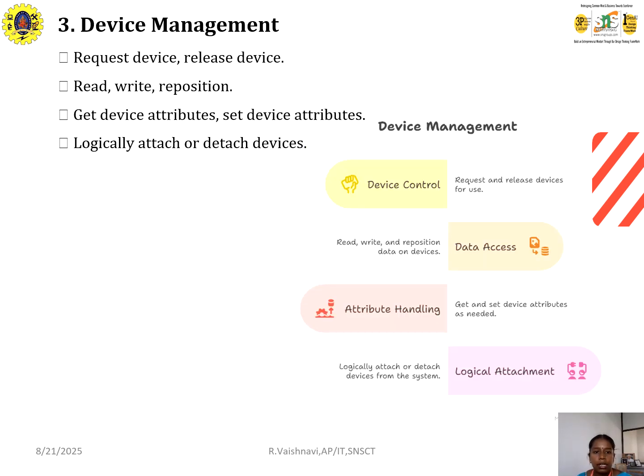Third one will be the device management. In device management, we have device control, data access, attribute handling, and logical attach or detach. The first one is device control. It will request and release the device for use. Then data access: here we read, write, and reposition the data on the devices. Third one, attribute handling: get and set the device attributes as needed. Fourth one will be the logical attach or detach of devices. Here it will logically attach or detach the devices from the system.